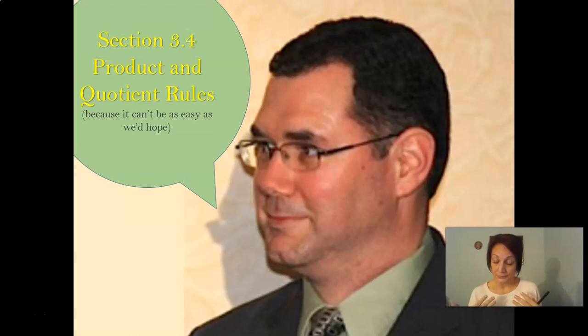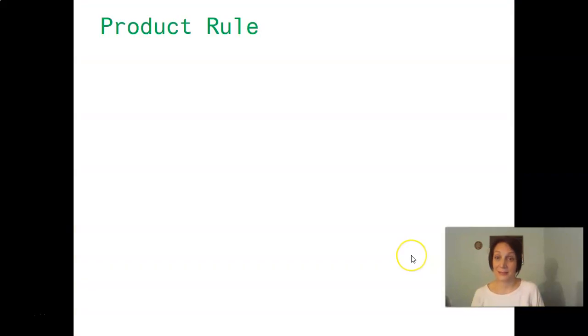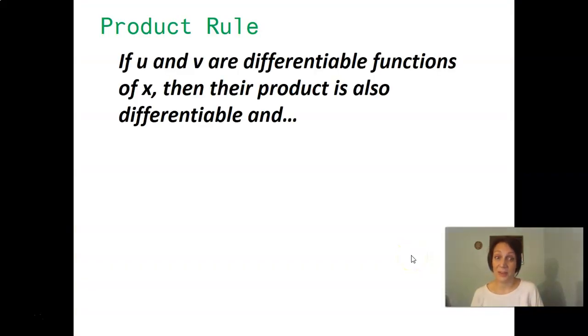Unfortunately, products and quotients don't play nicely like sums and differences do. That would be too easy. So we have rules for products and a rule for quotients that you just have to memorize so that whenever you see a product or a quotient, you follow that rule and you get the right derivative. You cannot just take the derivative of the two things. Sorry.